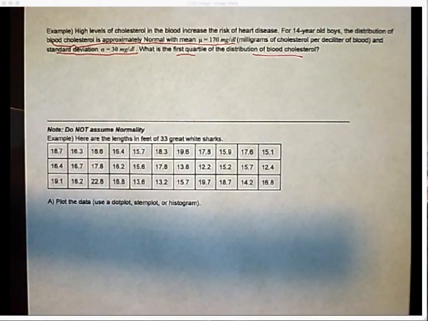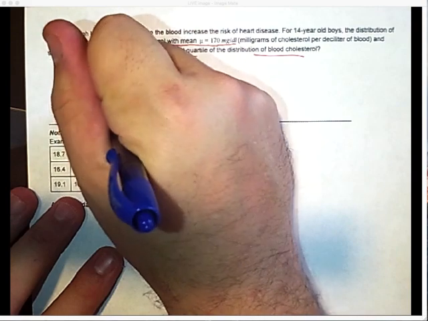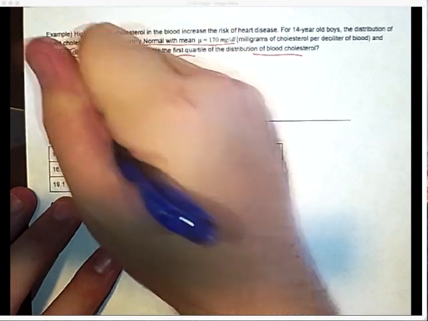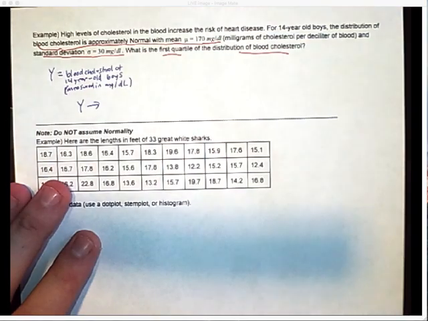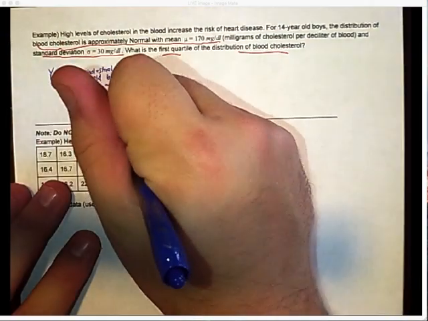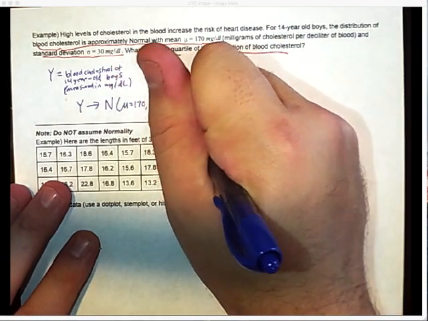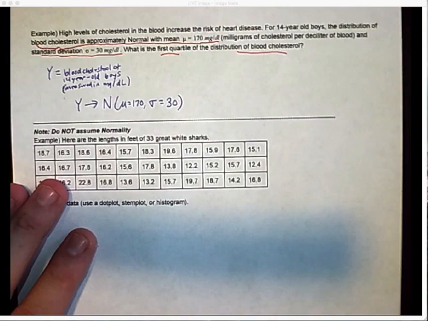So let's define a couple things to make this problem easier. Let's let y equal the blood cholesterol of 14-year-old boys, based on what it told me in the problem, measured in milligrams per deciliter. Okay, so I defined a variable. Now what does it tell me? It tells me that this variable is approximately normal. So y is a normal variable that has a mean of 170. I don't have to put units again because I did right there. All right, and a standard deviation or a sigma of 30. Again, I don't have to write units again because I have it right there. Now let's draw the picture.